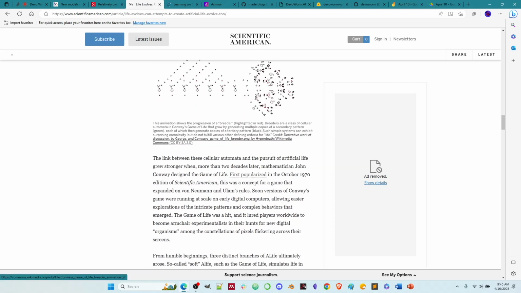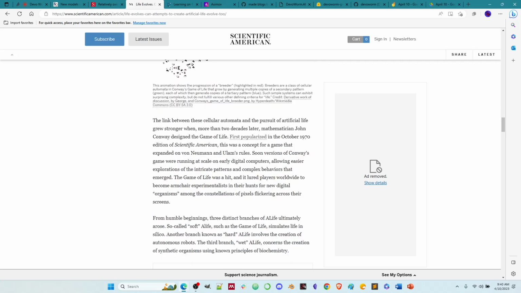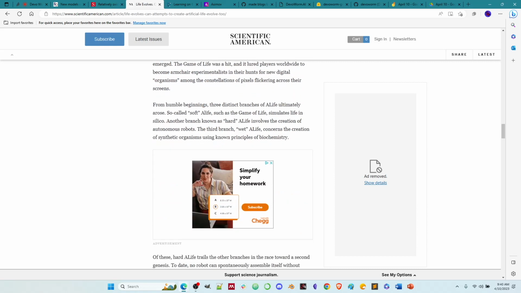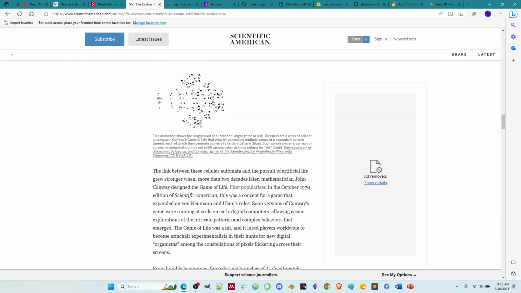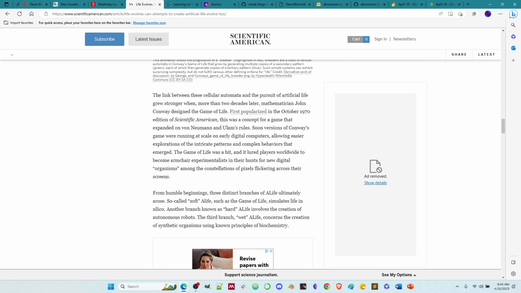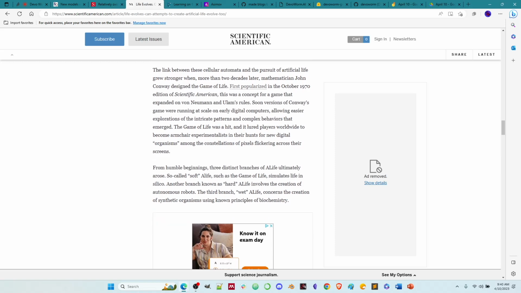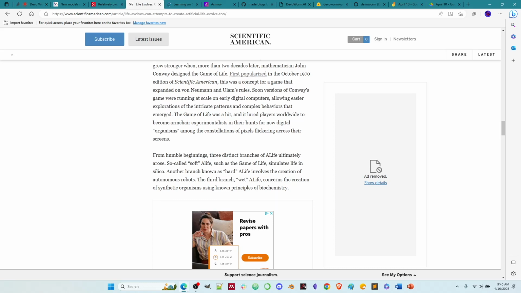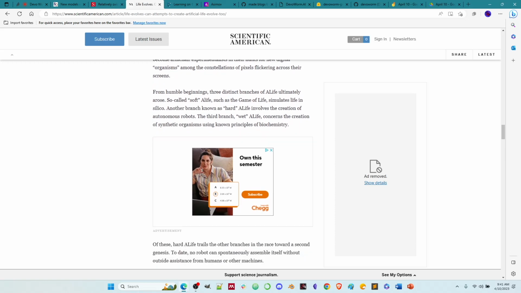So this is an example of Conway's Game of Life. This came in around 1970, and then we've been working on things such as soft A-Life, which is software like this that's generative and can produce things that look lifelike, and then hard A-Life, which is the creation of robots and other types of hardware. And then there's this new branch called wet A-Life, which concerns the creation of synthetic organisms using biochemistry. So what we were talking about just now is a mix of soft A-Life and wet A-Life, where you're using software simulations to build some sort of biochemical system.